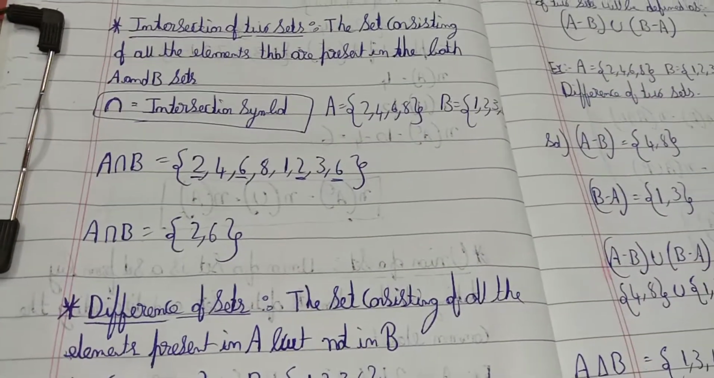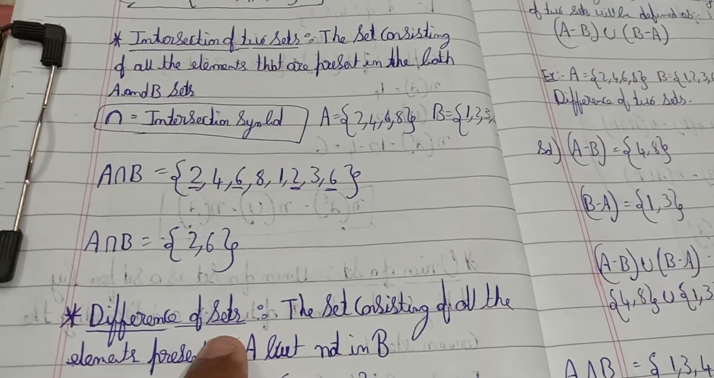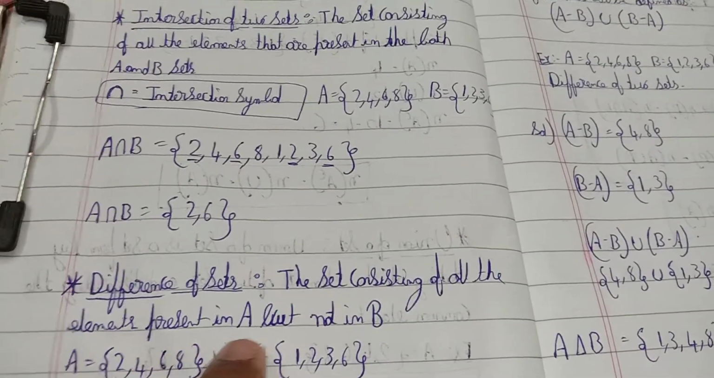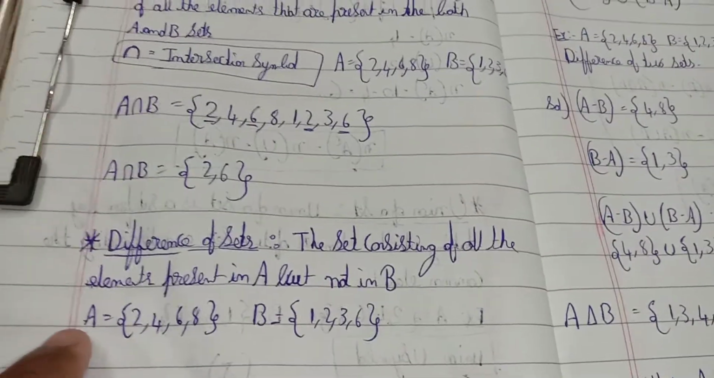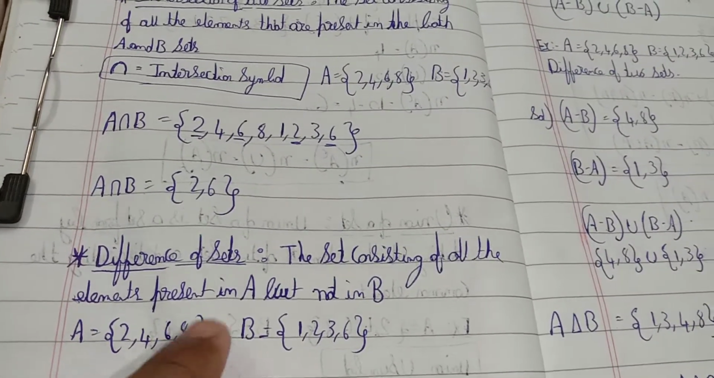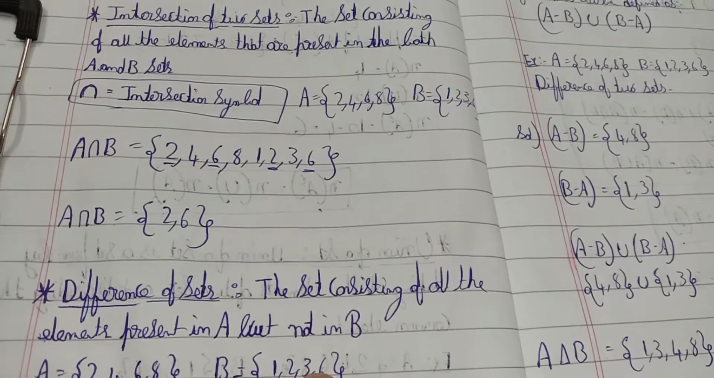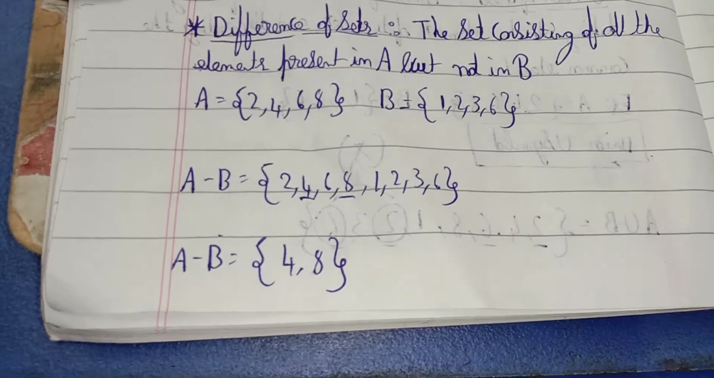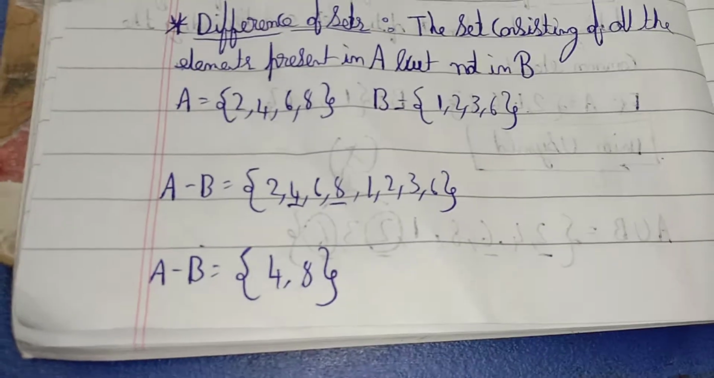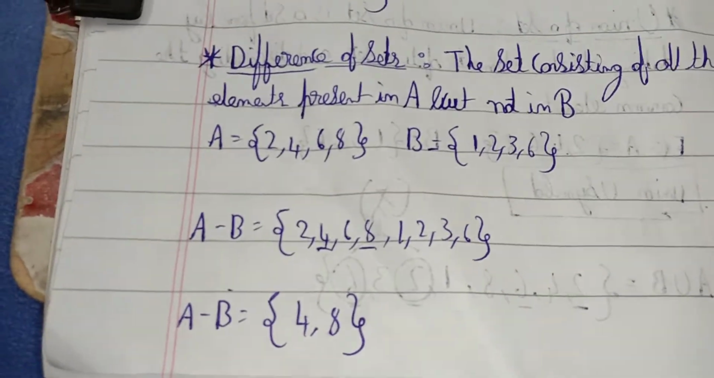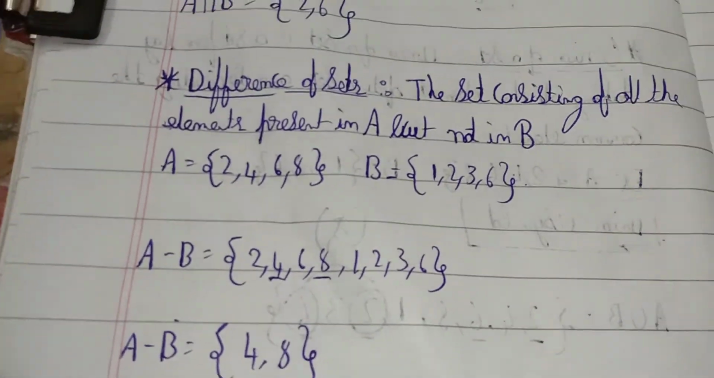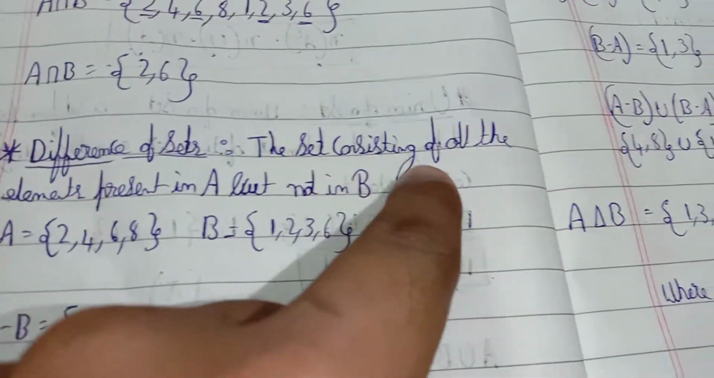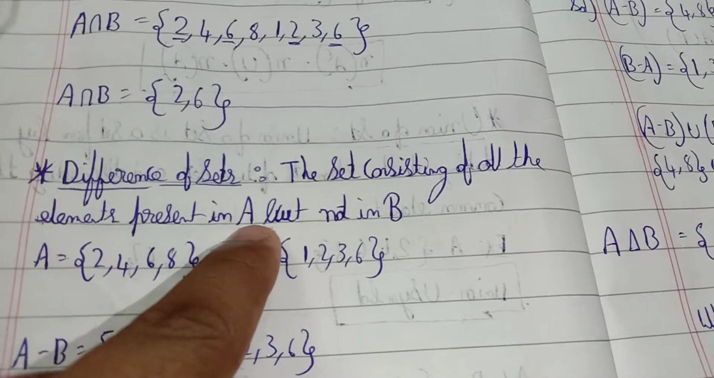Let's move to difference of sets. Difference of sets means the set consisting of all the elements present in A but not in B. For example, A equals 2, 4, 6, 8, B equals 1, 2, 3, 6, and A minus B equals 4, 8. Why? Because I will tell you. Here the definition is the set consisting of all the elements present in A but not in B.